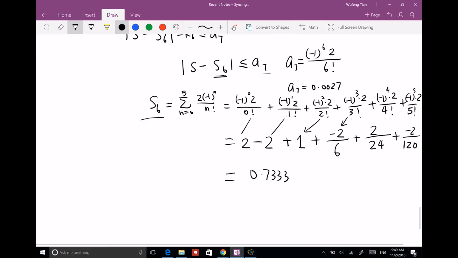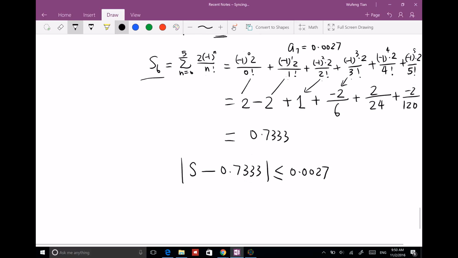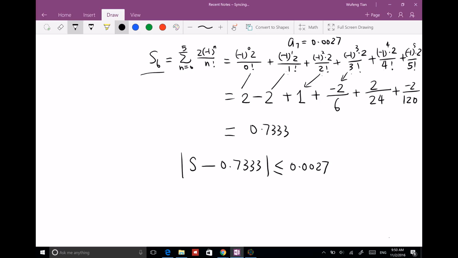I found a7, so I can estimate which point the series converges to. I can plug everything in. I got S minus 0.7333 less than or equal to 0.0027. So can anyone tell me how do I solve this inequality? So S is less than or equal to what? Bigger than or equal to what? Anyone?